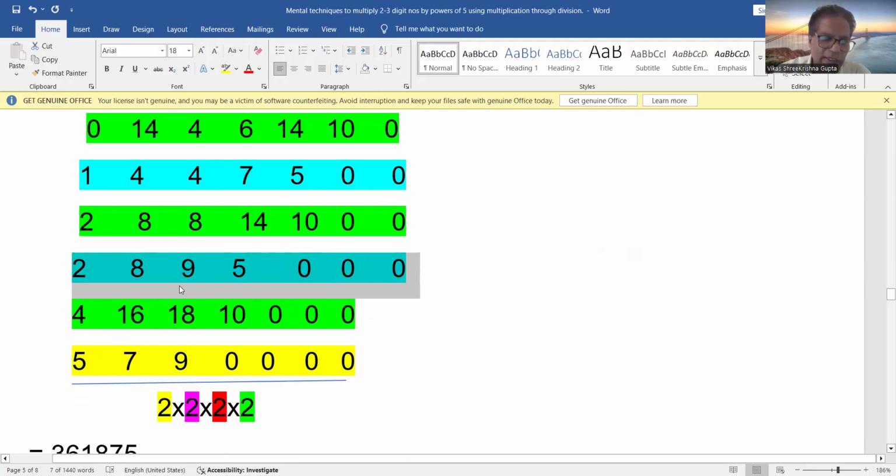Now further I have to divide this number by 2. Now again, 9 and 5 are odd numbers. So I convert them into even numbers. I write 9 as 8, and I take 1 extra to 5, it becomes 15.